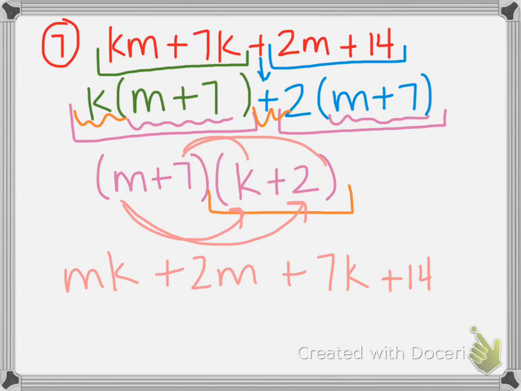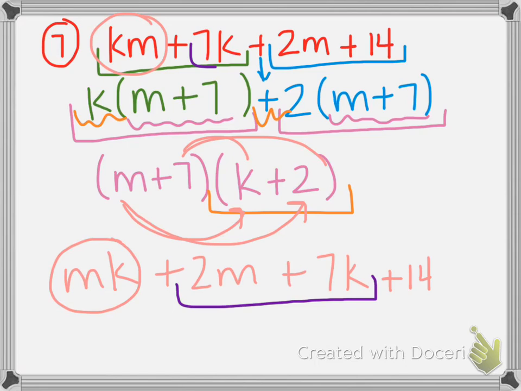And while these terms are in different orders, you can use the commutative property of multiplication to rearrange m times k as k times m, and you can use the commutative property of addition to rearrange 2m plus 7k to be 7k plus 2m. So we have what we started with, and we know that we did this problem correctly.